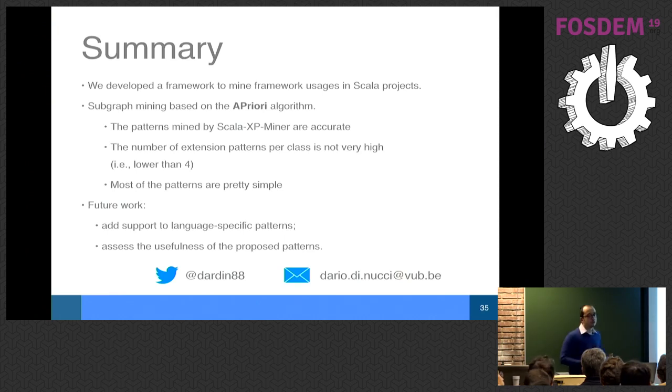But this means that what we have to do in the future is try to gather some patterns that are more complicated. This means that maybe our accuracy will start failing. But it's also true that as a developer, you care about complex patterns, because if you are going to use a library, you don't need this kind of technology if the extension is easy.